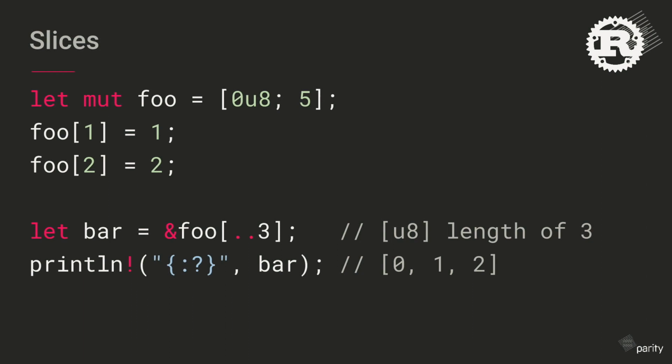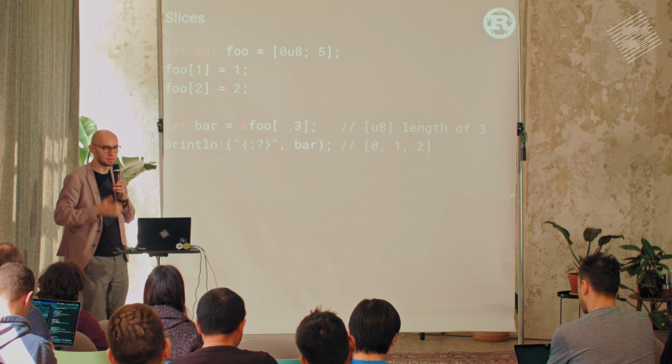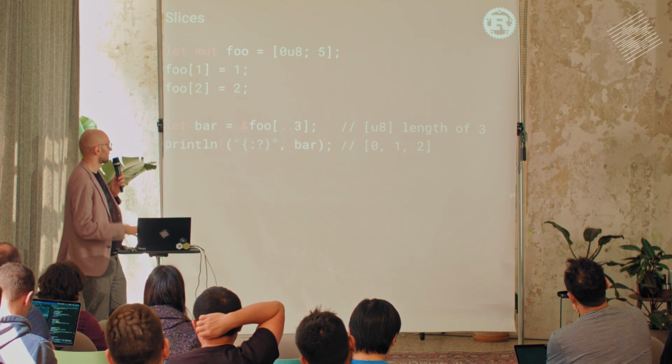Here I'm creating an array of bytes, of 5 bytes. I initialize it with zeros. And then I set the byte at index 1 to 1, and the byte at index 2 to 2. And then I do something magical. I can convert the array to a slice. So I index into the array using, again, the range operator. And this gives me a slice of, in this case, the first 3 elements. And then I print it with this debug print, and it gives me 0, 1, 2. And that's my slice that I sliced out of the array.